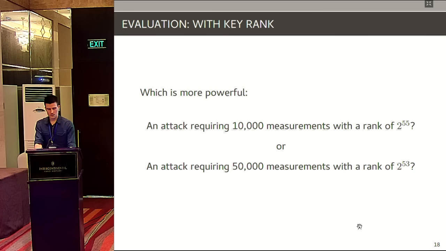Okay. So if we circle around to evaluation, and we consider rank now, we have some interesting questions. An example of one is this. If you have an attack that requires 10,000 measurements and some rank left over afterwards, and an attack that requires 5 times more measurements but requires less brute force work afterwards, which is better? I think the answer actually is it really does depend, firstly, on how long it takes to get measurements, how difficult it is, and also on how difficult the enumeration is.